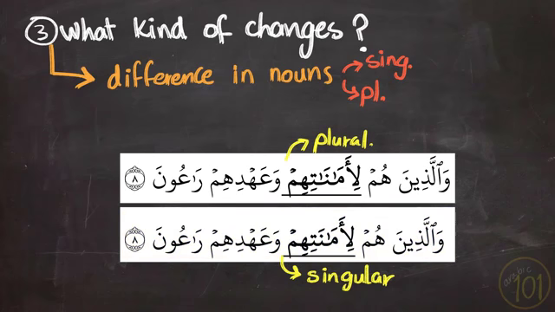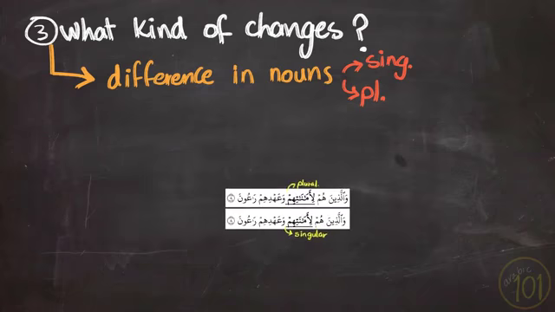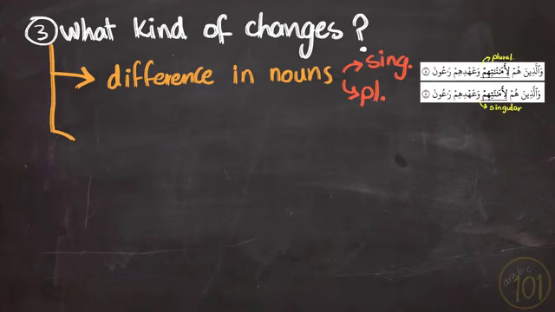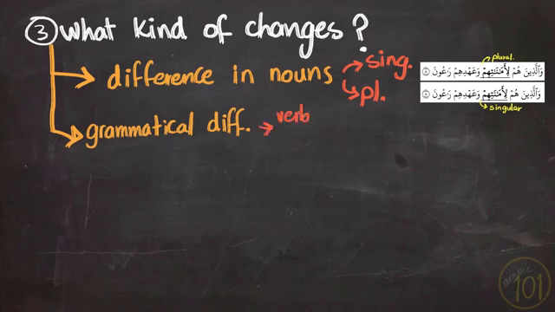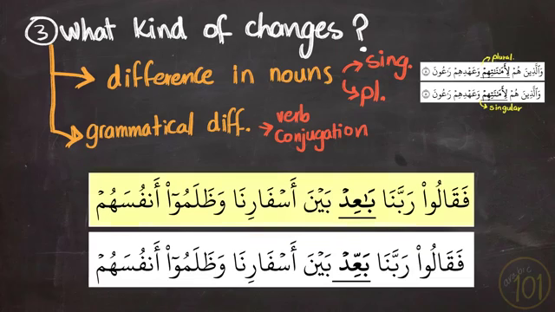So the word أَمَانَاتِهِمْ is plural, and the word أَمَانَتِهِمْ is singular. Another type of difference is a grammar difference, like difference between the conjugation of verbs, like in this example.